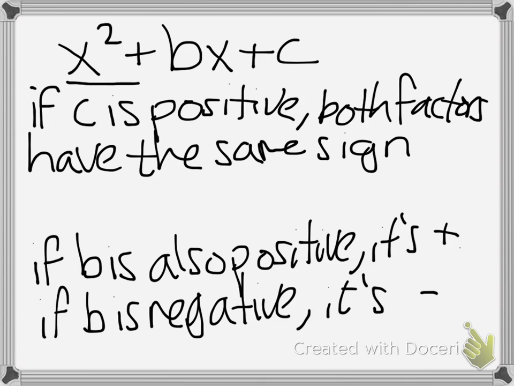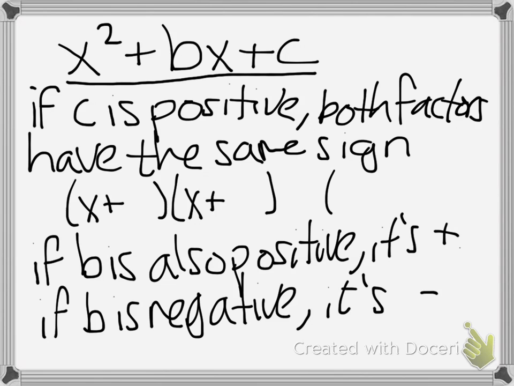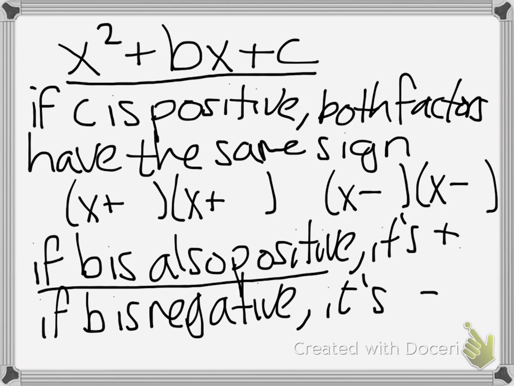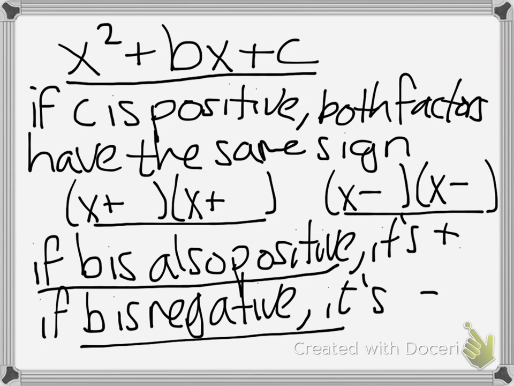All of our polynomials, we're going to think of them as being of the form x squared plus bx plus c. So we can talk about what b and c are now. If c is positive, then I know that both of my factors have the same sign. So I either have x plus something times x plus something, or I have x minus something times x minus something. If b is also positive, then my sign is plus. That means I'm in this situation. If b is negative, then I'm in this situation.